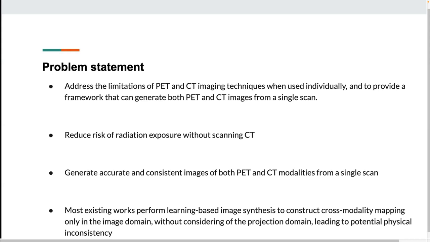Later, there's a lot of terminology that I'm going to explain about the image domain and the projection domain, so everyone can keep on track.